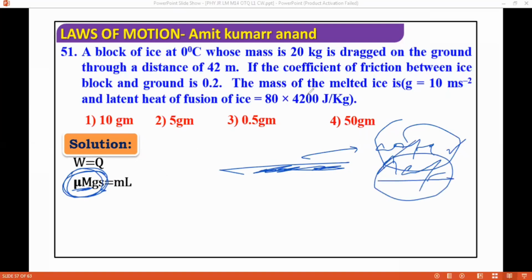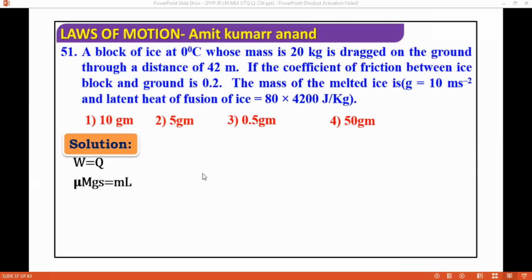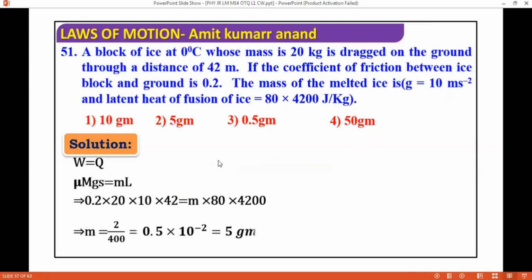So first, the 0 degree C ice will go to 0 degree C water. You do the calculations here. Once we do the calculation, we get the mass of the melted ice, that is 5 gram. Basically, this water is at 0 degree Celsius only, but that is water. So, 5 gram.